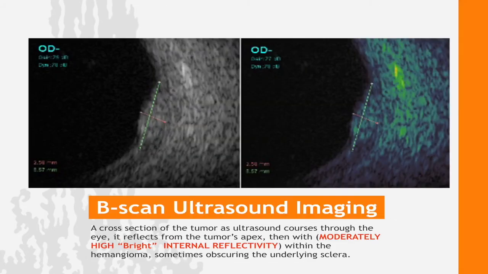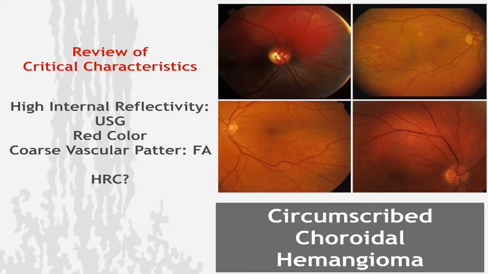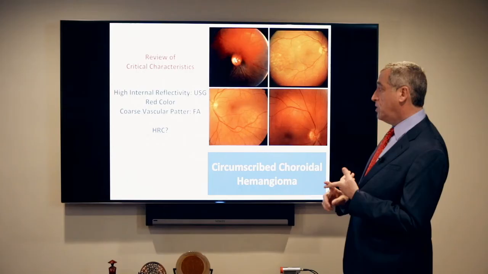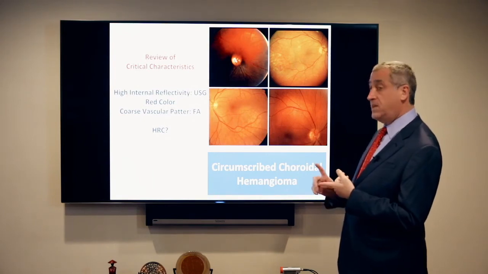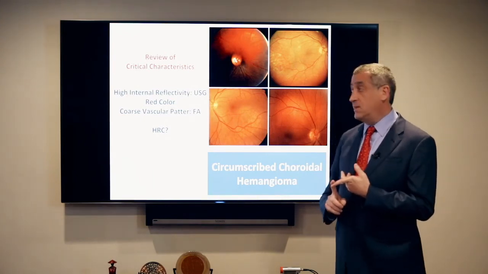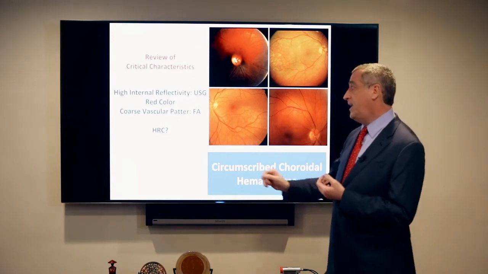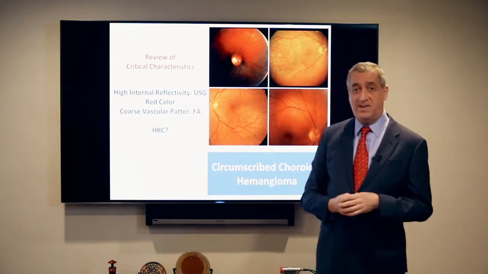The B scan showed the high internal reflectivity, better seen with colorized images. So, in review of critical characteristics of choroidal hemangioma, we have the high internal reflectivity, best seen on ultrasound. We have the reddish color, best seen by photographs or by looking in with ophthalmoscopy, and that coarse vascular pattern, best seen by fluorescein angiography. I'm trying to think of a mnemonic, it would be HRC, but that's a little passé right now.